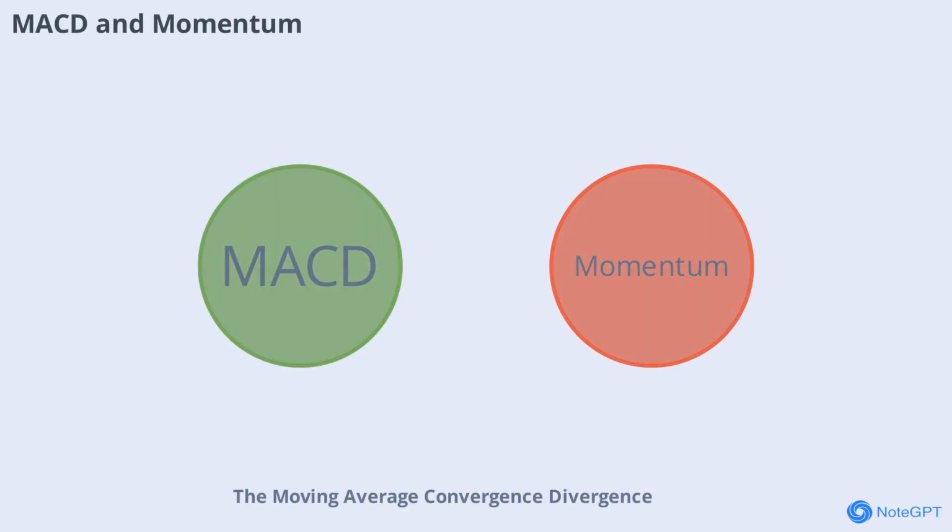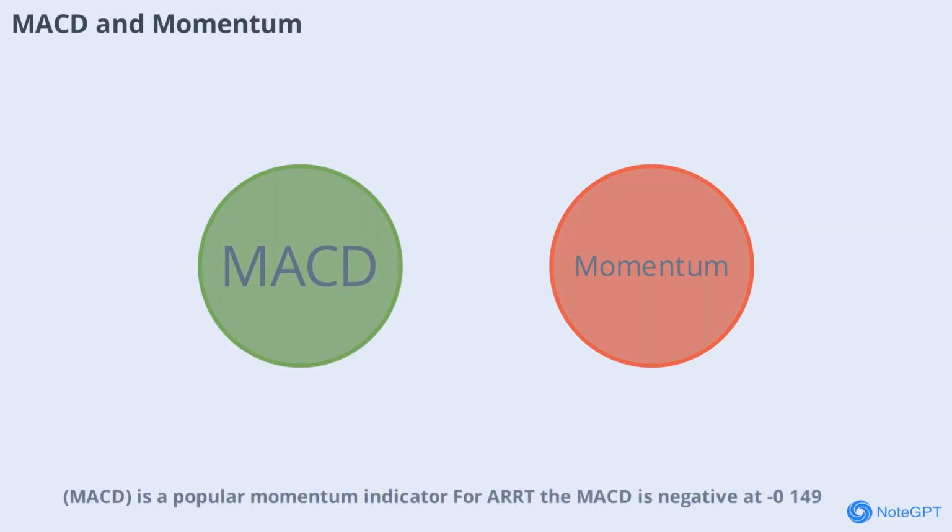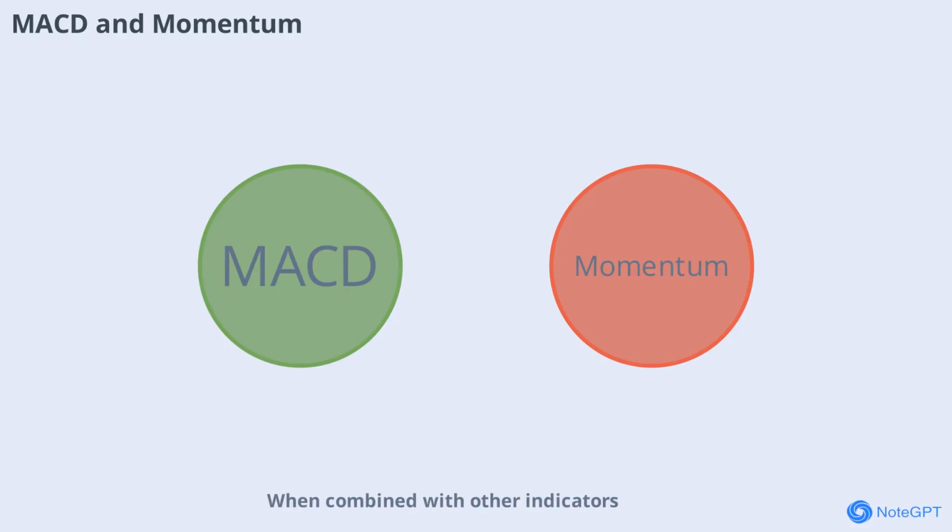Moving average convergence divergence, MACD, is a popular momentum indicator. For ARRT, the MACD is negative at -0.149, with a signal line at -0.105 and a histogram at -0.044. These values point to ongoing bearish momentum. Additionally, the MACD momentum is slightly negative, reinforcing the lack of upward drive. When combined with other indicators, the MACD suggests that ARRT remains under selling pressure, with little sign of a bullish reversal.